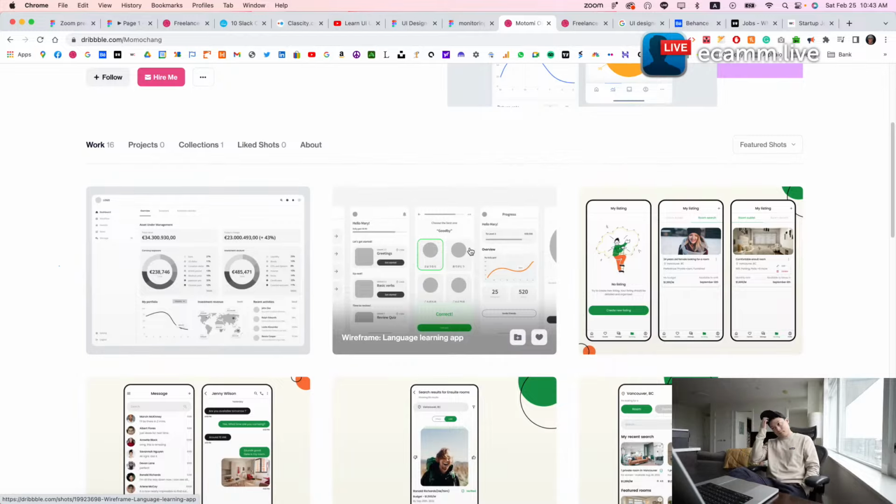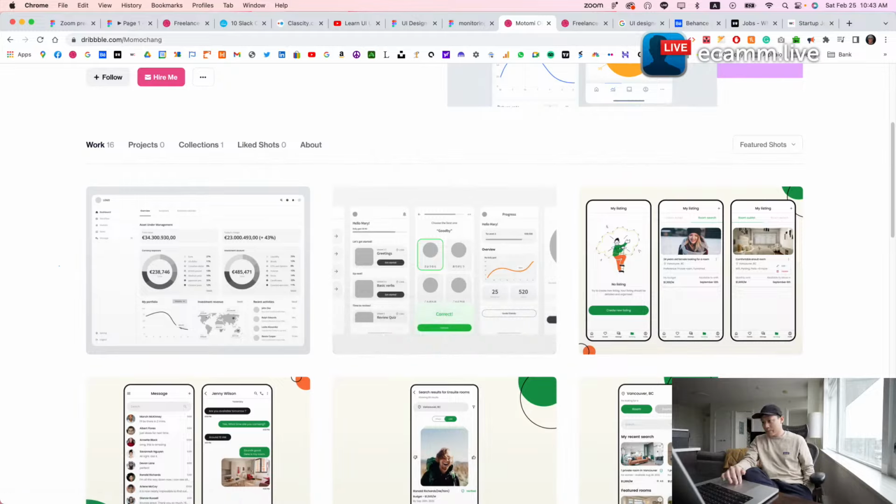Okay. And KK is asking, for young UX designers getting started, do you recommend trying freelancing first or focusing on getting a full-time job with a company? Any pros and cons you would like to share?